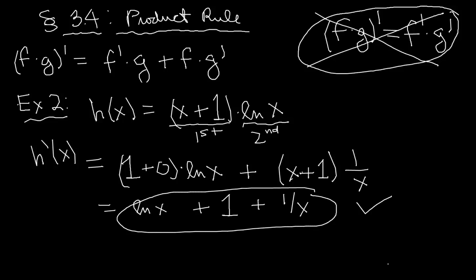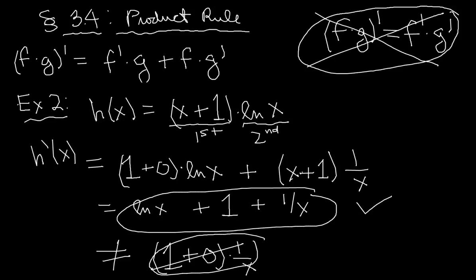Alright, notice how this is not the same as derivative of the first times derivative of the second. You see 1 plus 0 times 1 over x? That's just 1 over x. And then you're going to miss the ln x plus 1. That's way off. So this is not the right answer. In other words, it wouldn't be correct to do f prime times g prime.